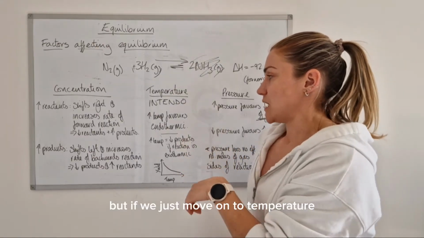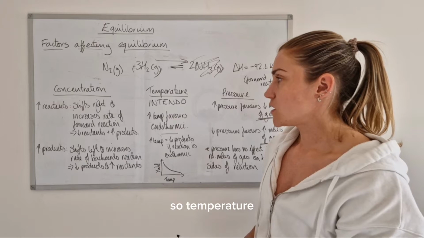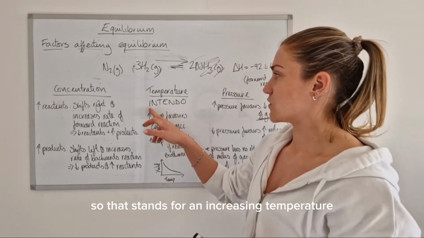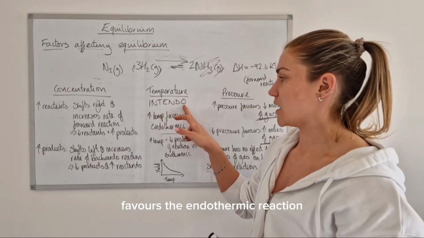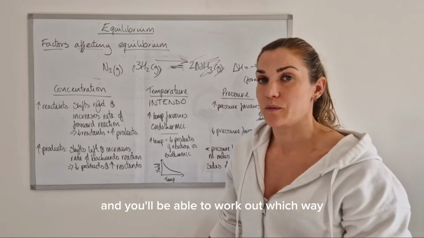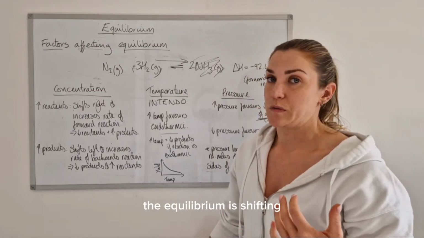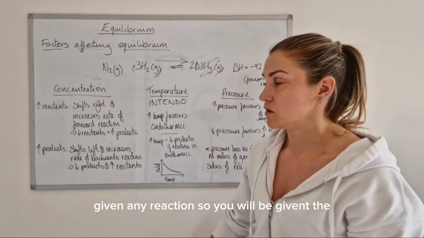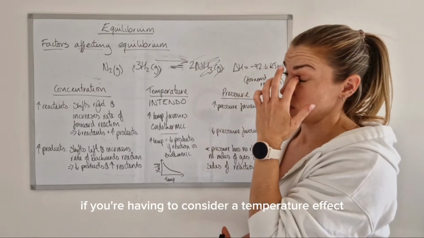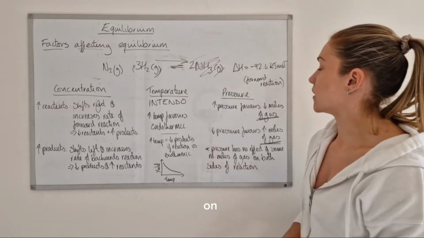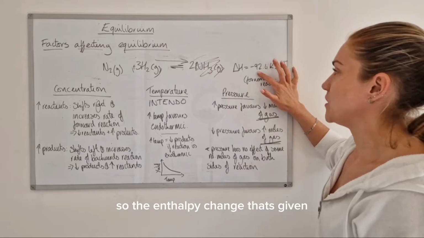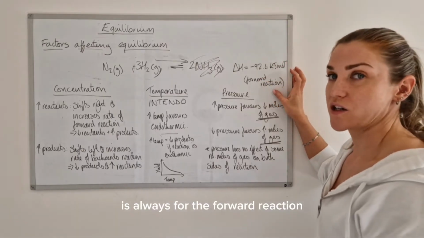But if we just move on to temperature, the main thing to try and remember for this is intendo, which stands for increasing temperature favours the endothermic reaction. If you just remember that, you'll be able to work out which way the equilibrium is shifting given any reaction. You will be given the enthalpy change if you're having to consider temperature effect on equilibrium. The enthalpy change that's given is always for the forward reaction.